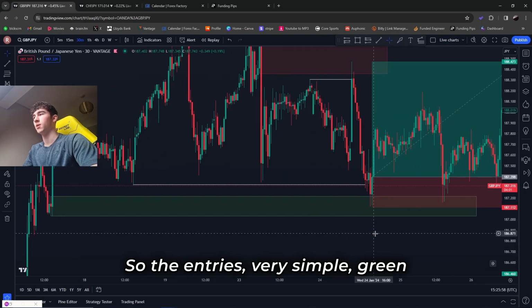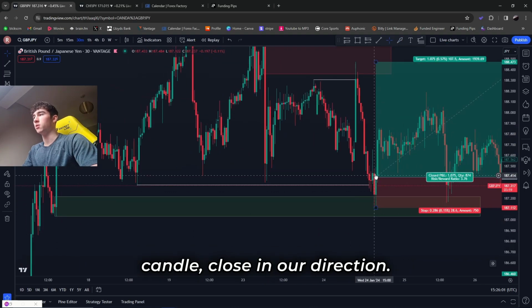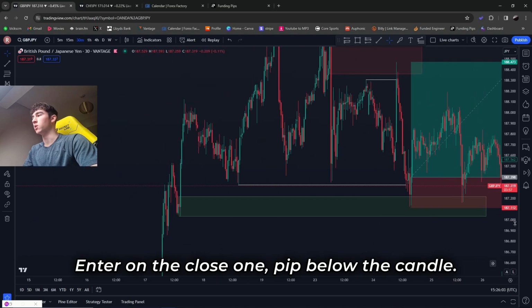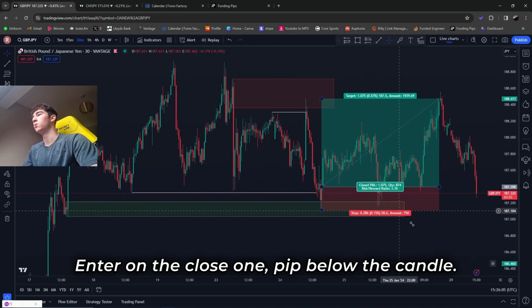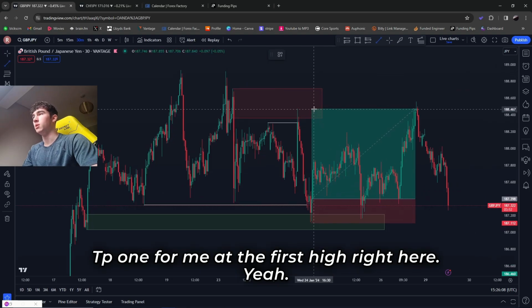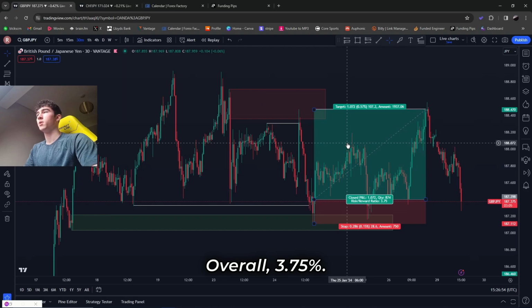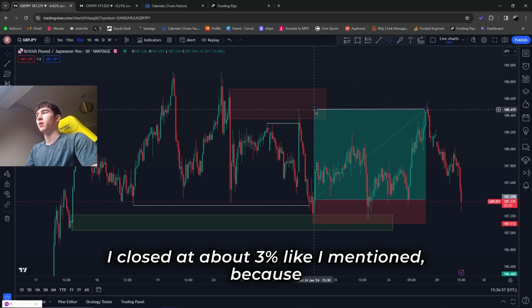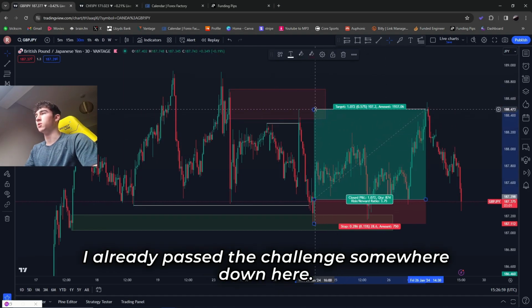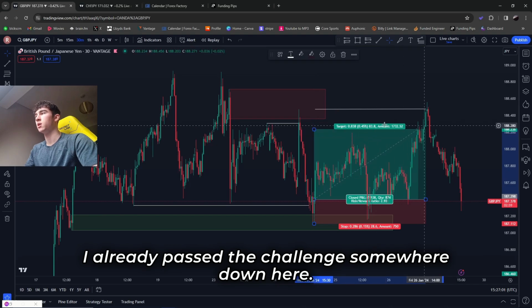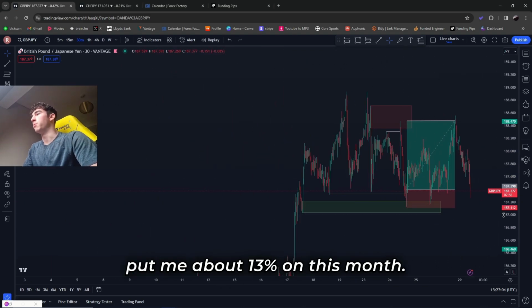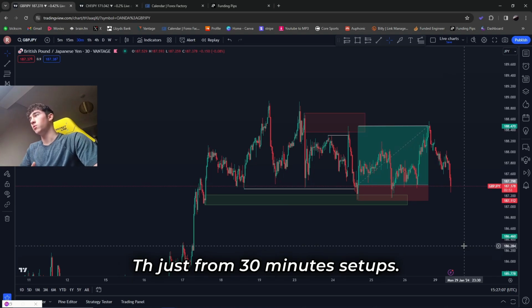So the entries, very simple. Green candle close in our direction, enter on the close, 1 pip below the candle, and that is our entry. TP1 for me at the first high right here. Yeah, overall 3.75%. I closed at about 3% like I mentioned because I already passed the challenge somewhere down here. So that was this trade, and that put me about 13% on this month just from 30-minute setups.